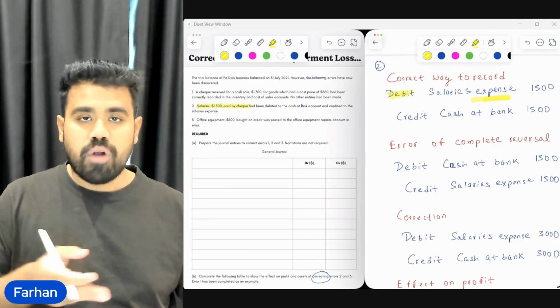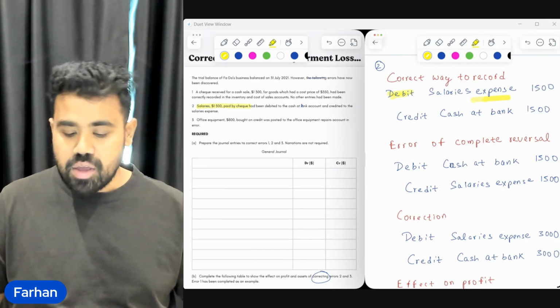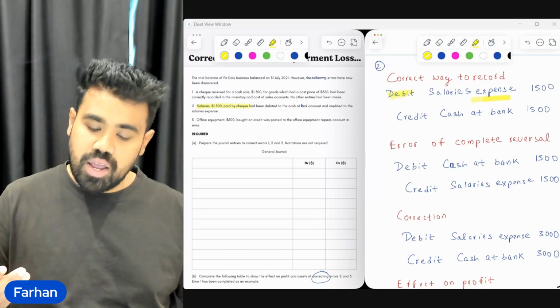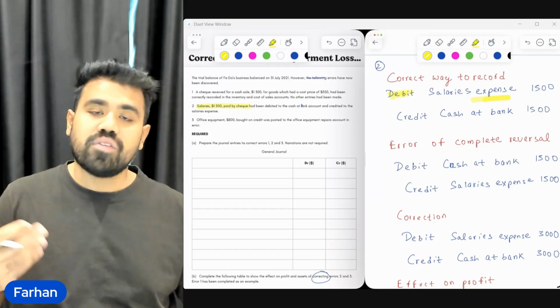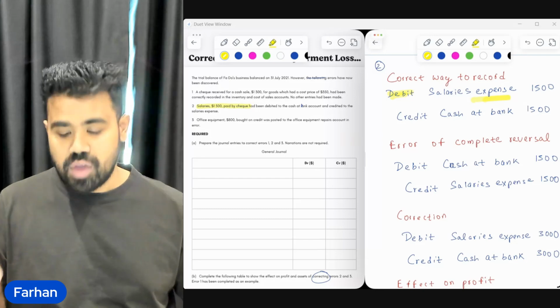They're working for us and now we owe them salary. So there's an expense that we are incurring. And whenever we have an expense in the business, it is always debited. So we are debiting the salaries expense by $1,500.